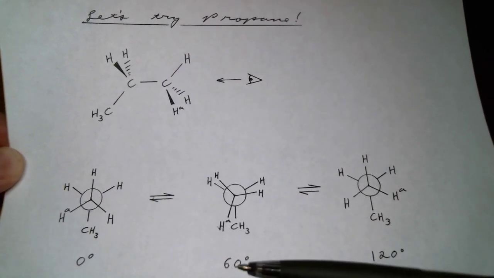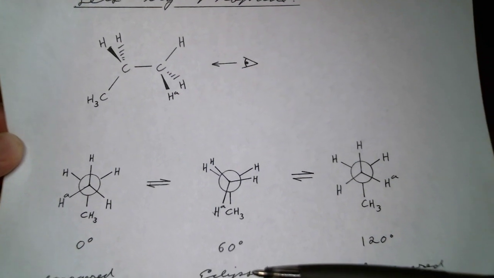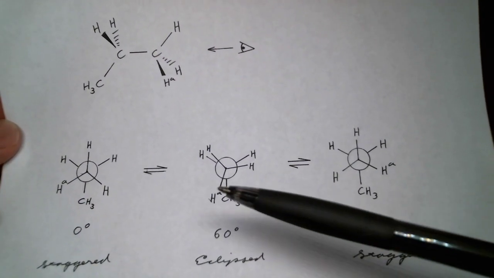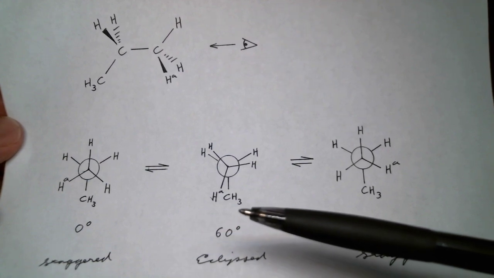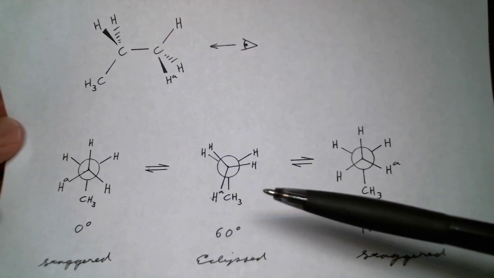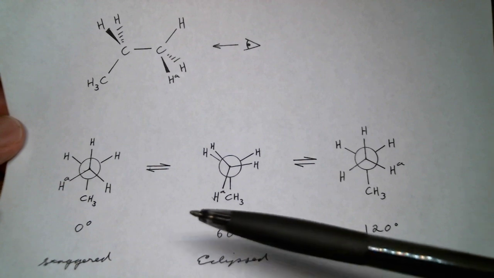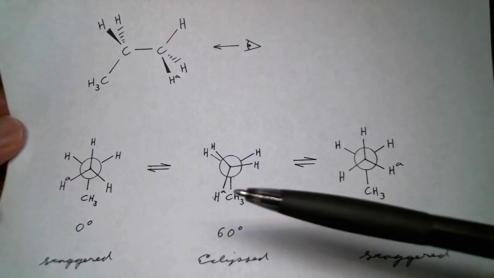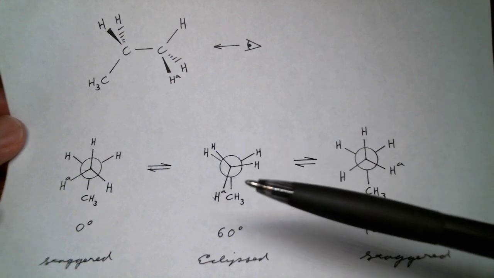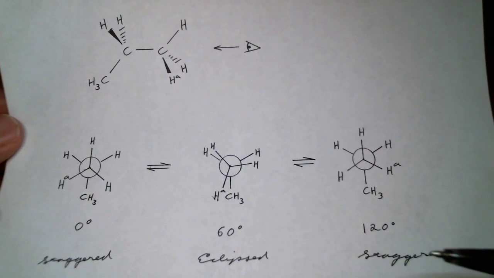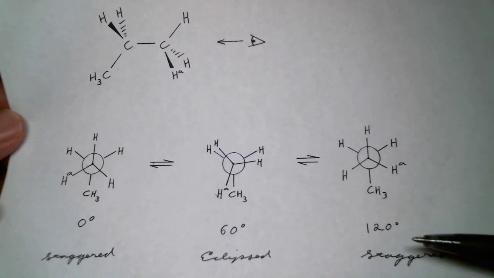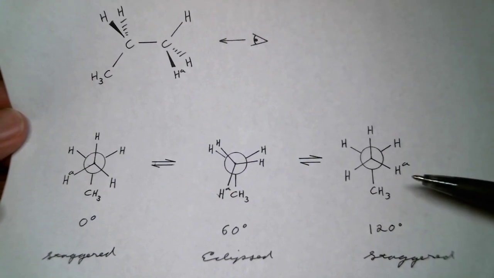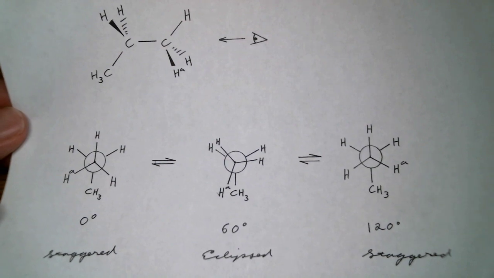Of course, we could think about turning the back, or excuse me, in this case, we turn the front counterclockwise 60 degrees to go from the staggered conformation to the eclipsed conformation. If we keep turning that front carbon like a propeller another 60 degrees to a total of 120 degrees, we reach another staggered conformation. This time HA is down and to the right.